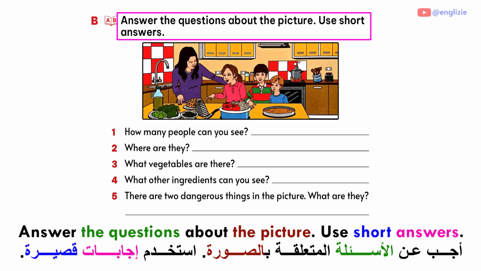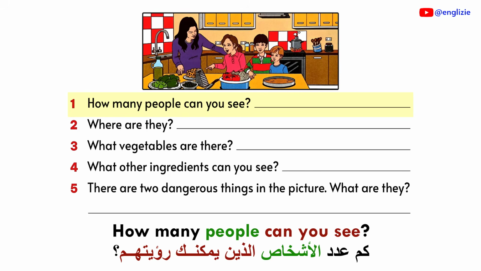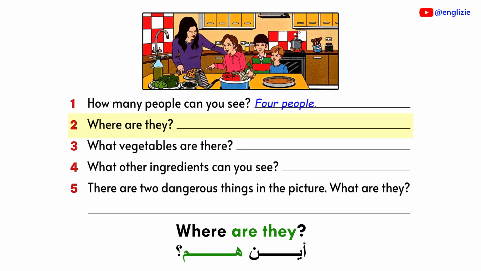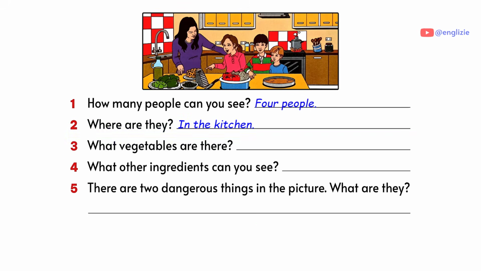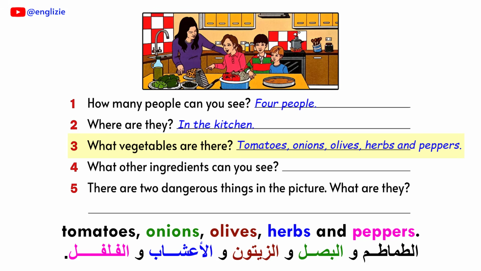Answer the questions about the picture. Use short answers. One. How many people can you see? 4 people. 2. Where are they? In the kitchen. 3. What vegetables are there? Tomatoes, onions, olives, herbs, and peppers.